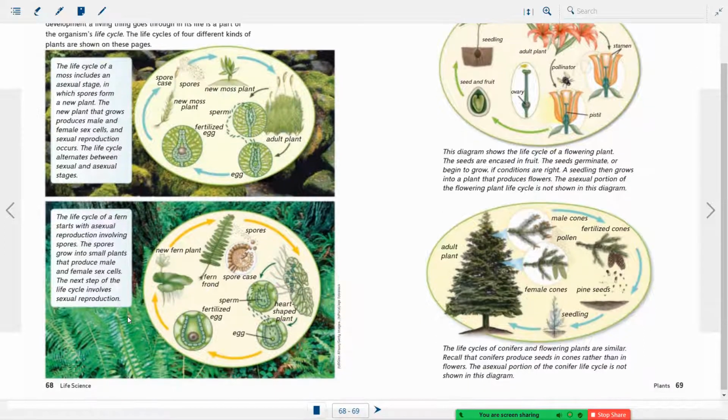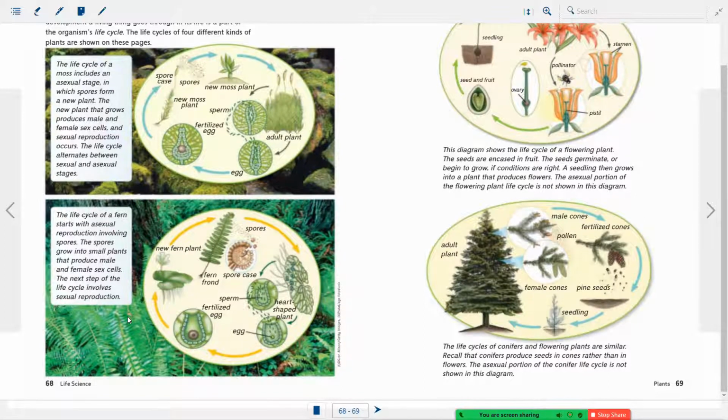The life cycle of a fern starts with asexual reproduction involving spores. The spores grow into small plants that produce male and female cells. The next step of the life cycle involves sexual reproduction.